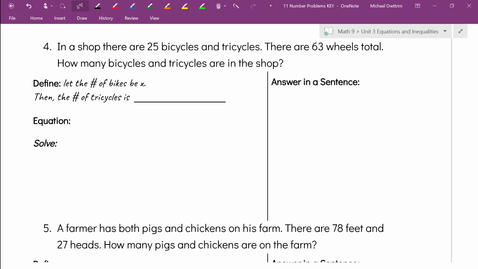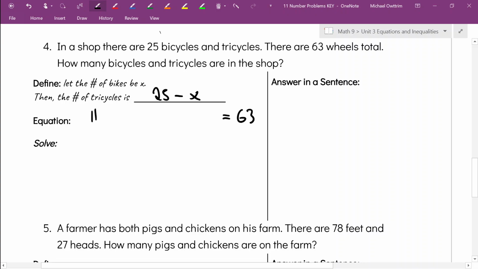So it doesn't really matter which one is which, but this is going to be our part is equal to total minus the other part. So if we know there's 25 total, and we're letting the number of bikes be x, then our number of tricycles has to be the difference between 25 and x. So let's set this up. We do know that for our wheels, we have a total of 63.